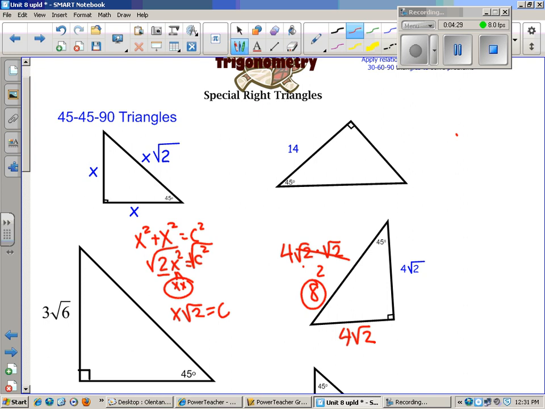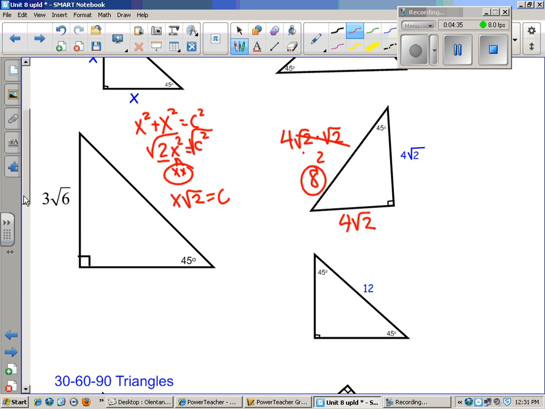Did everybody see how I did that? Questions? Okay. All right, how about this one? Is this a leg or a hypotenuse? Leg. So this one's 3 radical 6. What's this one? 3 radical 6. Again, only in a 45, 45, 90 triangle.